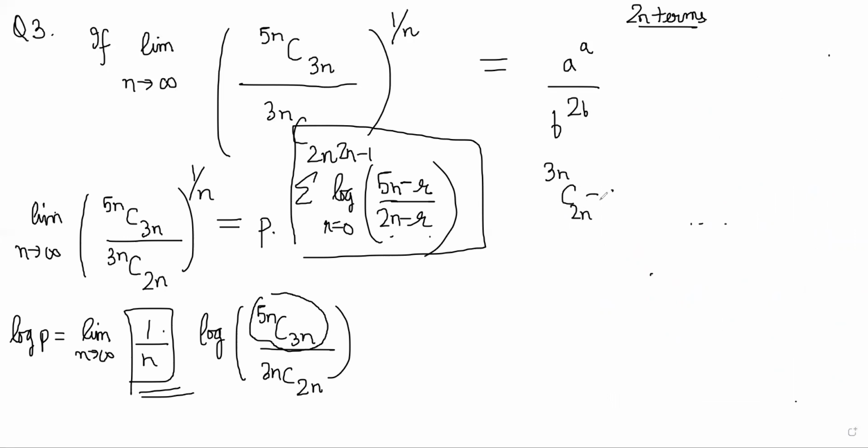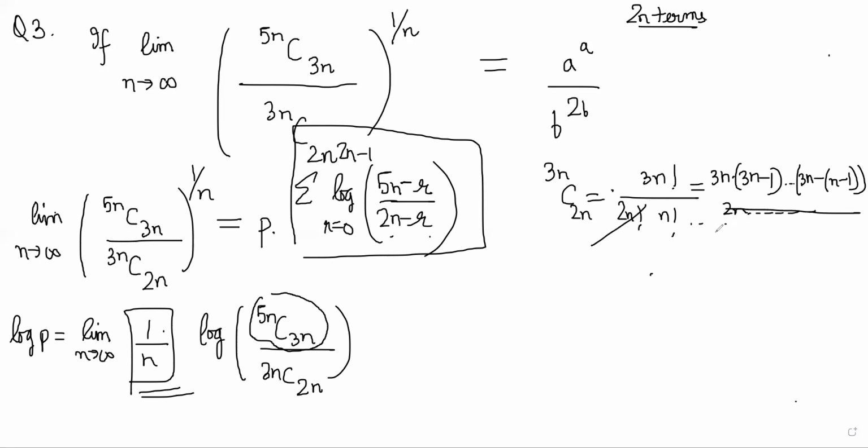3n C2n will be 3n factorial by 2n factorial and n factorial. And 3n factorial will be 3n into 3n minus 1. There will be one term which is 3n minus n minus 1. And after that, there will be 3n minus n, which is 2n. And 3n minus n plus 1, and all smaller terms from 2n, which get cancelled from 2n factorial. Factorial. You have n here, n minus 1 till 1.